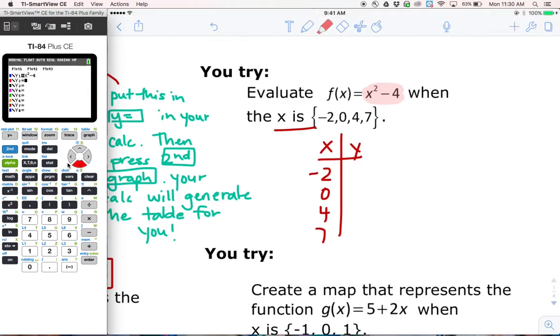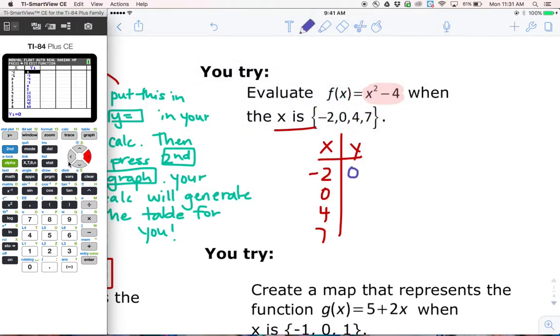Okay. And now I want to fill out my own table on my paper, so I'm going to go to the table in my calculator. And I need negative 2, so I got to click up. There it is. So when x is negative 2, y is actually 0.